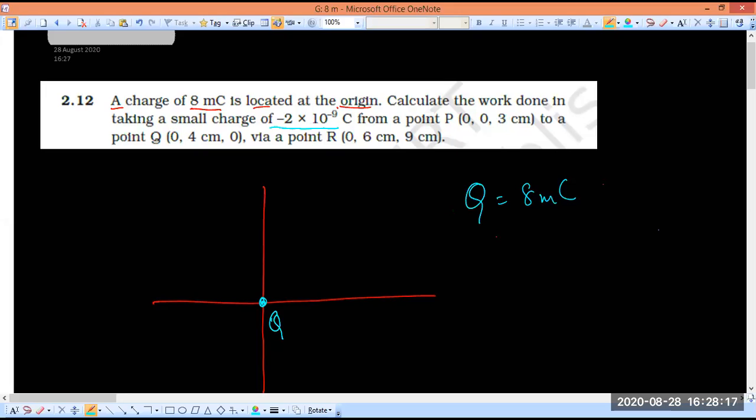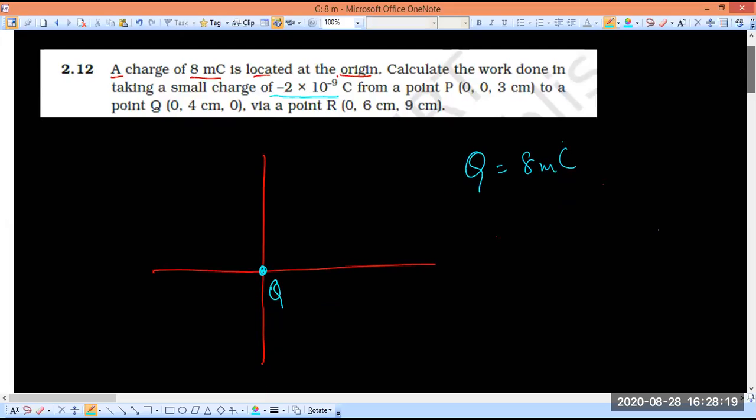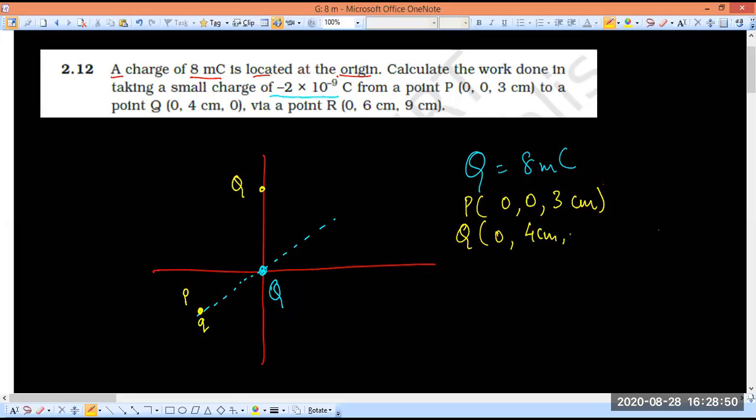0, 0, 3 centimeter, right? So it is in 3D. Don't worry too much about the 3D actually in this question. It's fine. I'm drawing it as best as I can. Here is that charge at this point P. What are the coordinates of P? 0, 0, 3 centimeter, right? So this is on Z axis. From there, we have to take this to Q, this point Q. Where is that point Q? At 0, comma 4 centimeter, comma 0.